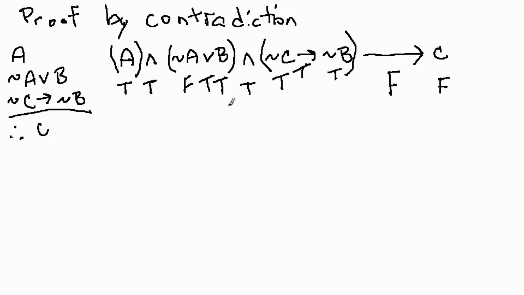But now take a look at what we have over here. We have over here that B is true, and we also have that not B is true. That's a contradiction.